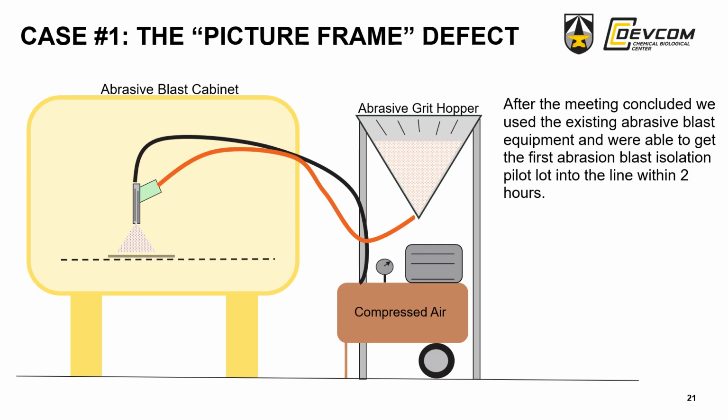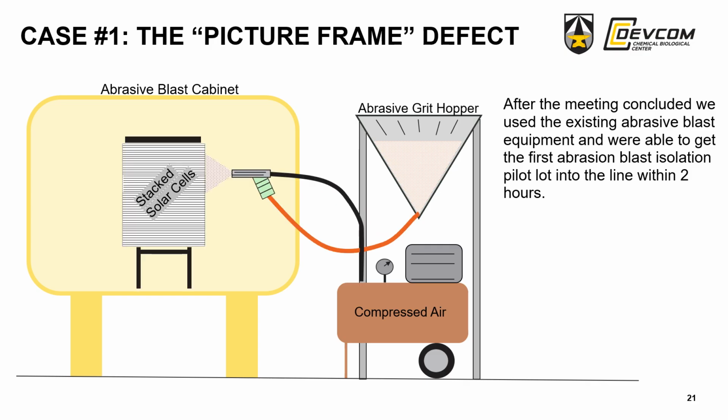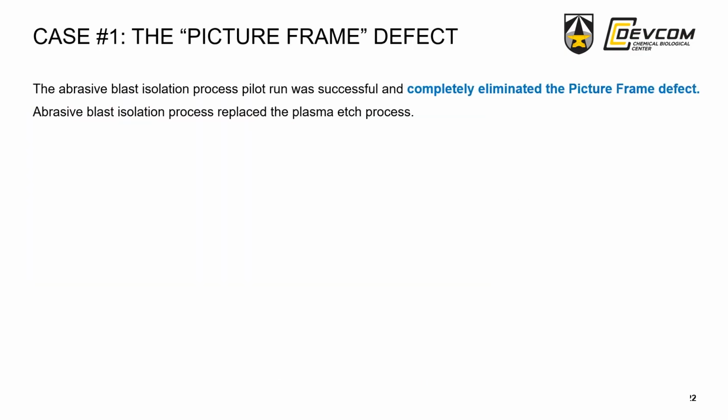So I was charged. I left that meeting. I went right to the machine. It took me about 15 minutes. I reconfigured it, manually put my arms in the glove box. About 15 minutes, blasted off the sides, put it in the production line within 2 hours. The next day they came out. They were beautiful. Picture frame defect completely gone.